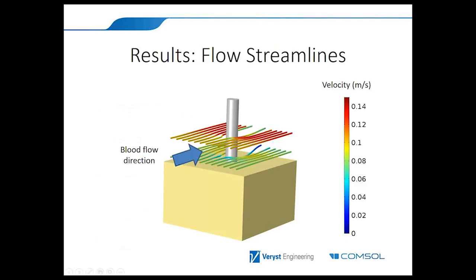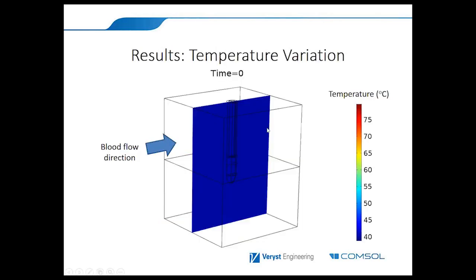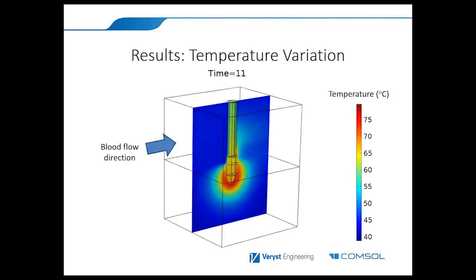So this is how the blood flows. The streamlines coming in from this side. You see they go around the electrode. No surprises there. This is an animation showing the temperature variation with time. You see it being non-symmetric. So the downstream side heats up more because there's less efficient heat transfer through the fluid. I'll let that play one more time.